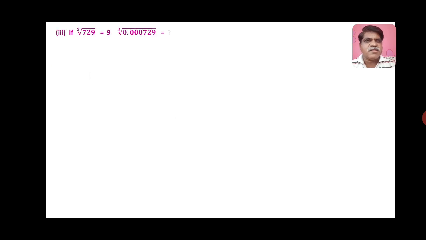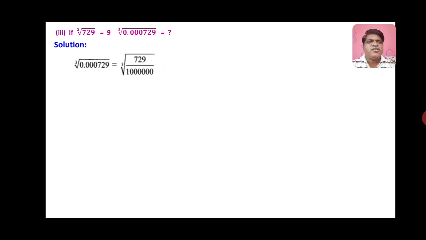Let us see the last problem. If the cube root of 729 is equal to 9, then the cube root of 0.000729 is equal to what? So friends, here the cube root of 0.000729 can be written in the fraction form. The decimal is converted into a fraction. So the cube root of 729 upon 10 lakh. After 1 there are 6 zeros, since on the right side after the decimal point there are 6 digits.